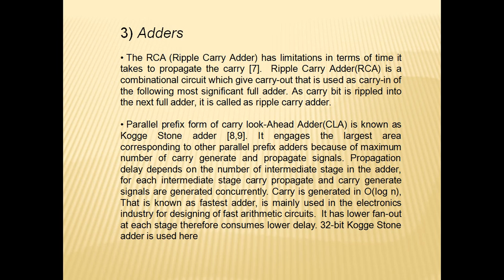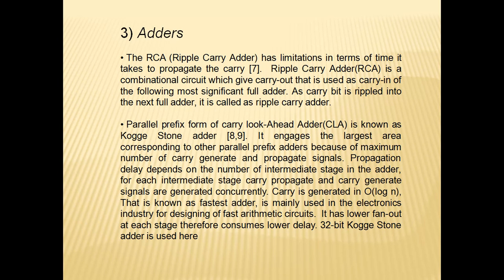In the case of adders, we are using a ripple carry adder and a Kogge-Stone adder, both at a time. The ripple carry adder is very efficient in terms of area, but because the carry has to propagate it has more delay. So we have less area and more delay. The Kogge-Stone adder is very efficient in terms of delay, but inefficient in terms of area. It has the highest area but the least delay. This is the basic nature of the Kogge-Stone adder, and the ripple carry adder has the least area and the highest delay. As the carry bit ripples into the next full adder, it is called a ripple carry adder.